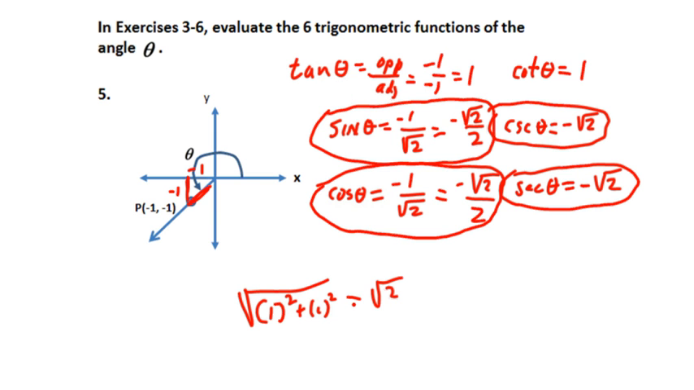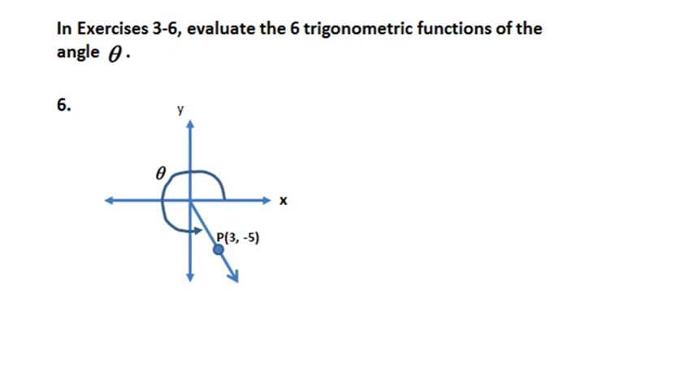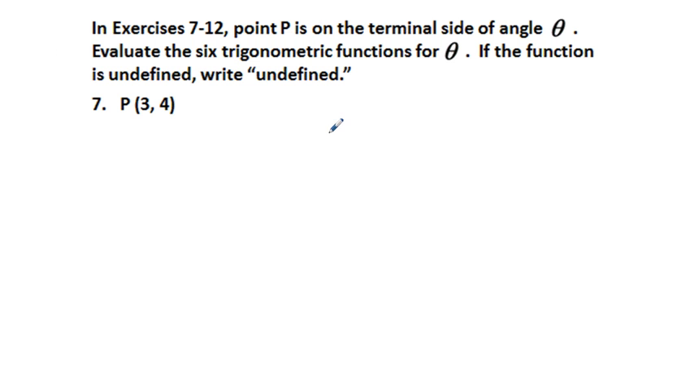Okay. Problem 7. In exercises 7 through 12, point P is on the terminal side of angle theta. Evaluate all the 6 trigonometric functions for theta. If the function is undefined, write undefined. Well, in this case, in the earlier problems 3 through 6, we're given a drawing. Here in 7, we are not. But since we're given a coordinate pair, we can create a drawing.